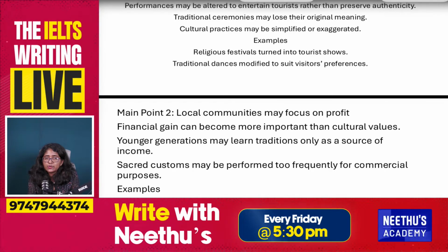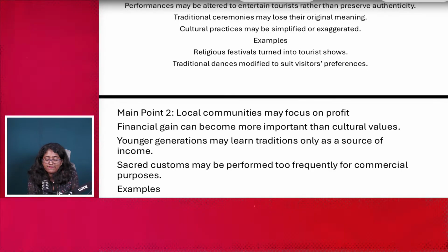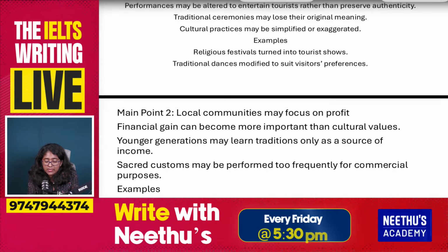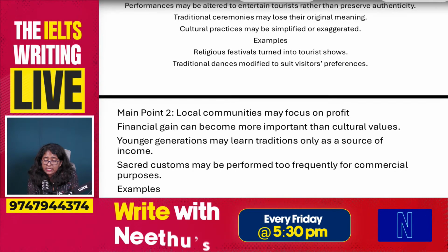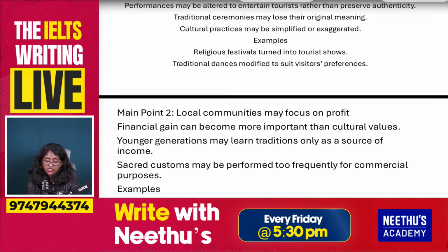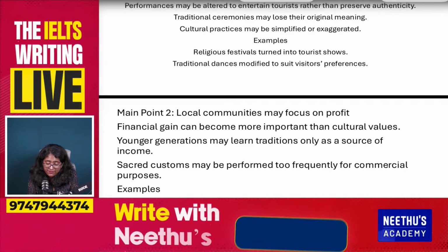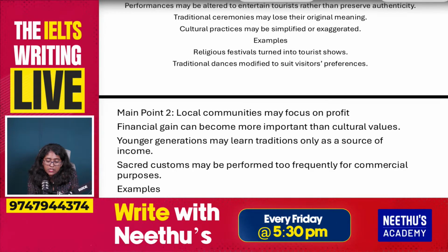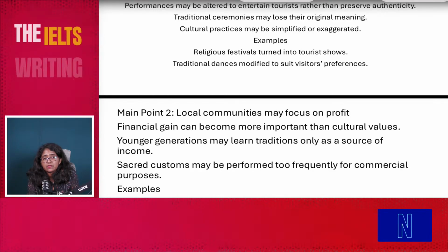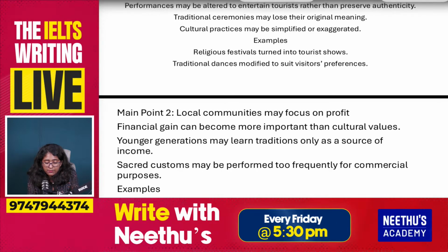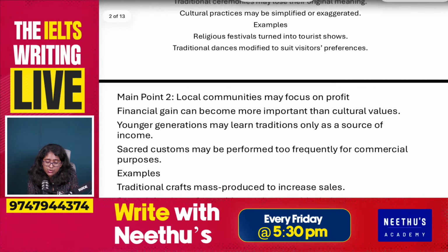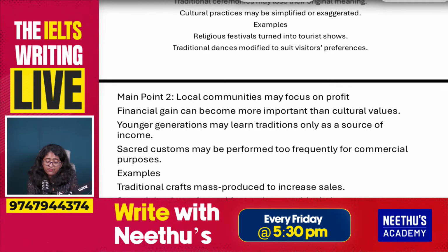So what is happening? Local communities may focus on profit. Financial gain can become more important than cultural values. Younger generation may learn traditions only as a source of income. So what is the main point to that? Since it is used as money making, younger generations may learn traditions only as a source of income. Sacred customs may be performed too frequently for commercial purposes. That is another point.